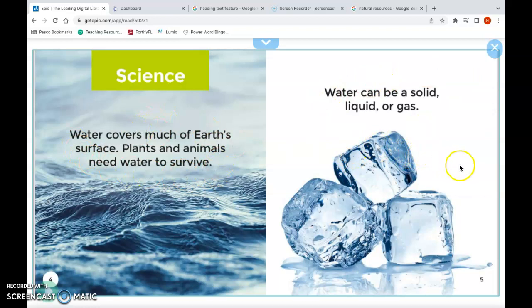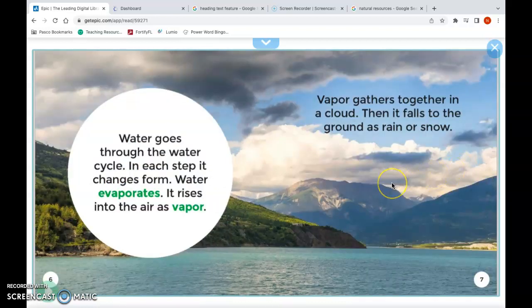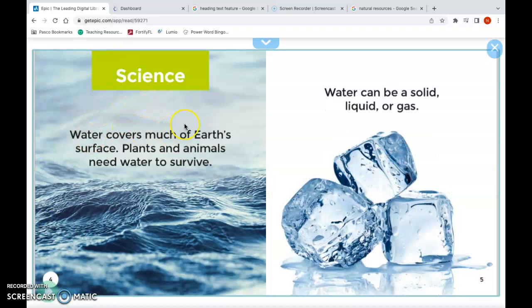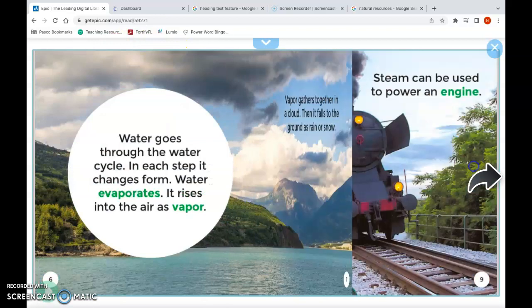All right, let's practice on another page. Water goes through the water cycle. In each step, it changes form. Water evaporates. It rises into the air as vapor. Vapor gathers together in a cloud. Then it falls to the ground as snow or rain. So friends, again, this is the science of water. So if we go back, this is still that heading of this text. Let's skip a couple pages.